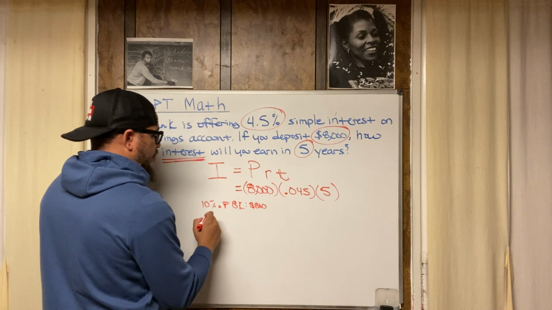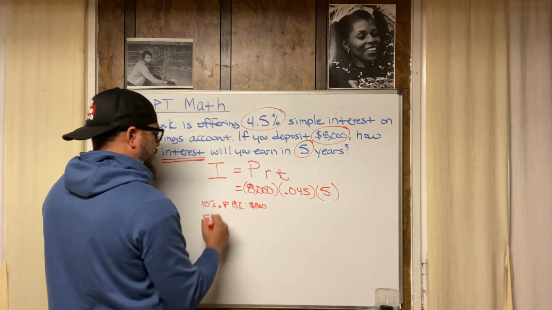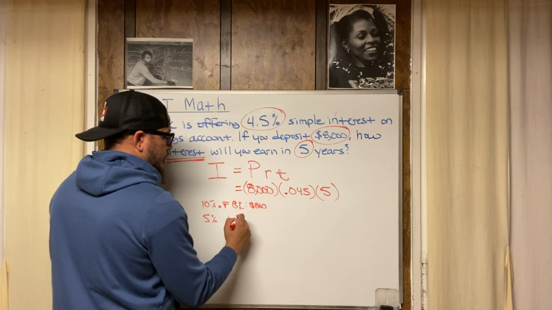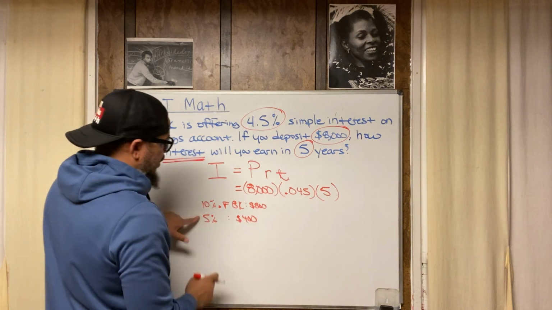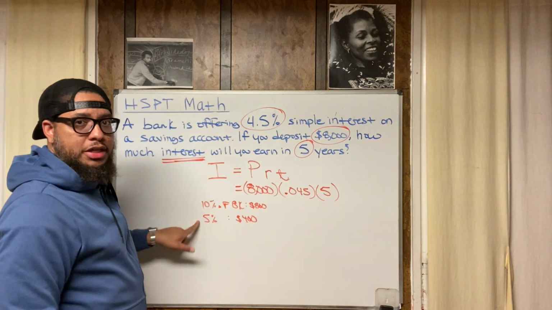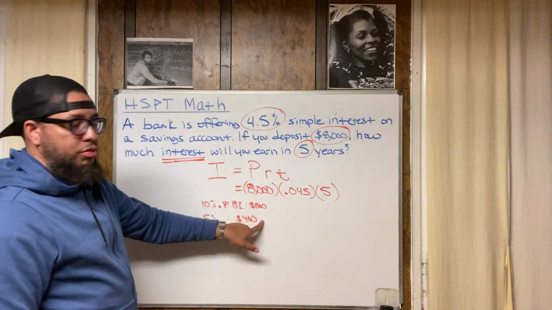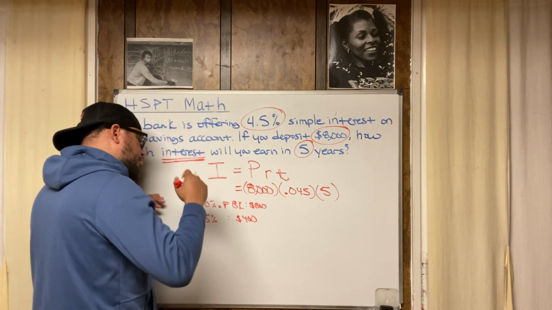Then I would find out what 5% is. Why would I find out what 5% is? Because that's close to 4.5%. 5% would be 400. How do I know that? Because 5 is half of 10, and because 5 is half of 10, I need to know what half of 800 is. Half of 800 is 400. So 5% is going to be 400.